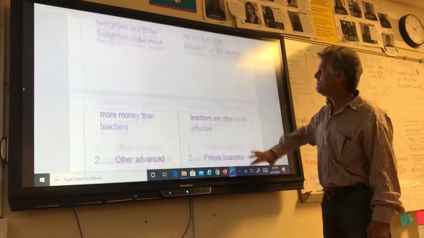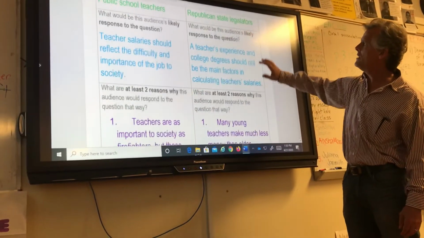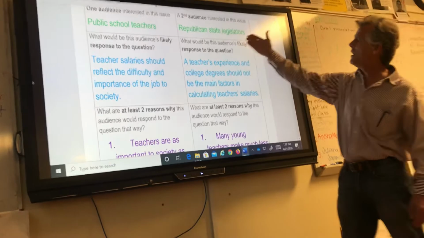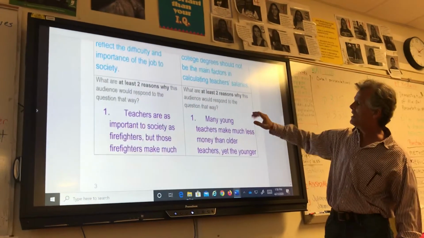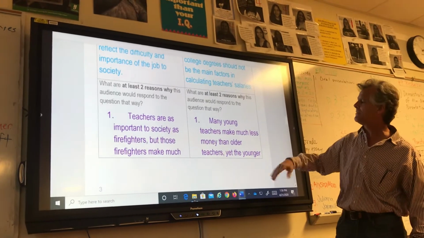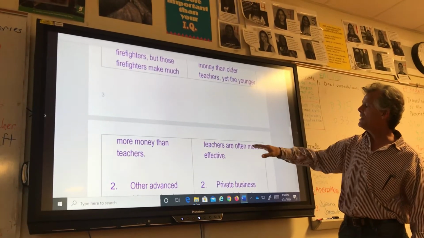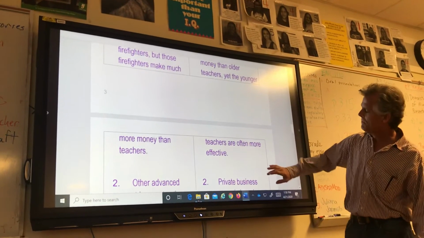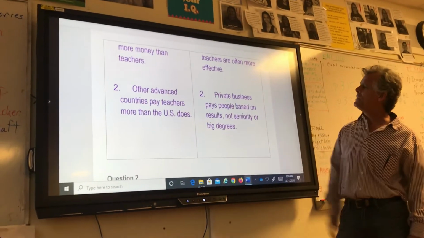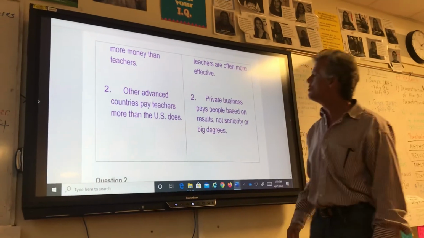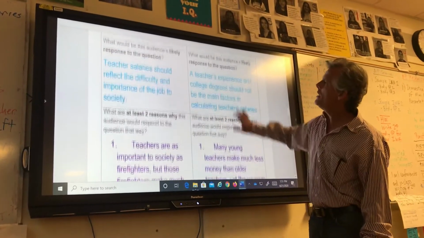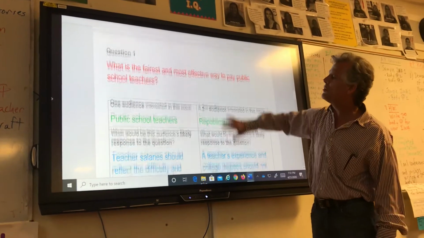At the same time, we're going to give our other audience, the Republican state legislators, a chance to explain why they would believe this. They would say many young teachers make much less money than older teachers, yet the younger teachers are often more effective. And they would say that private business pays people based on results, not seniority or big degrees. So this is one of 2 questions you're going to put to the test.